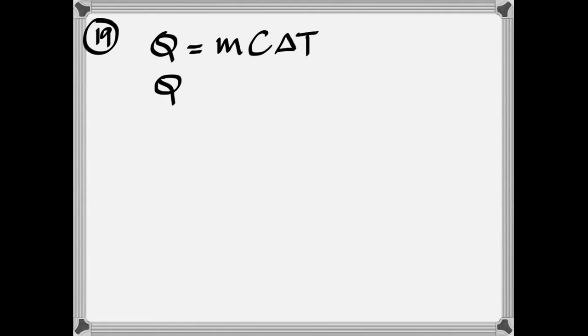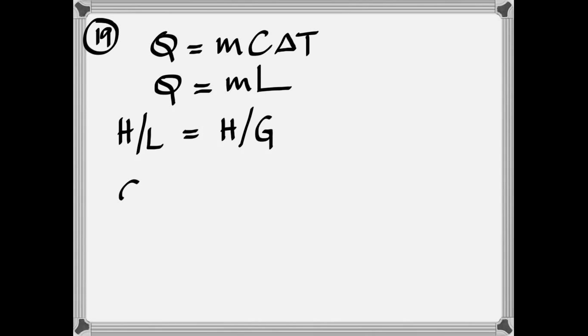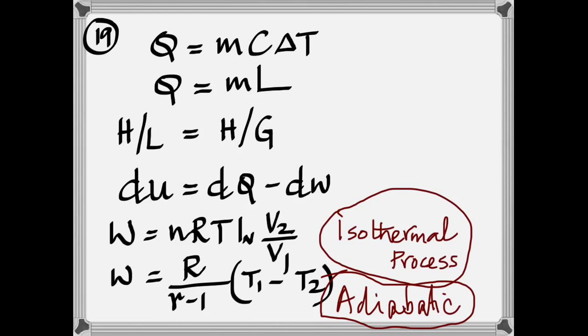Heat absorbed or released by a substance is mass times specific heat times change in temperature. But if it's a phase change, Q is mass times latent heat. When you mix a hot object with a cold object, heat lost by the hot is equal to heat gained by the cold. And then, first law of thermodynamics: change in internal energy is equal to dQ minus dW.